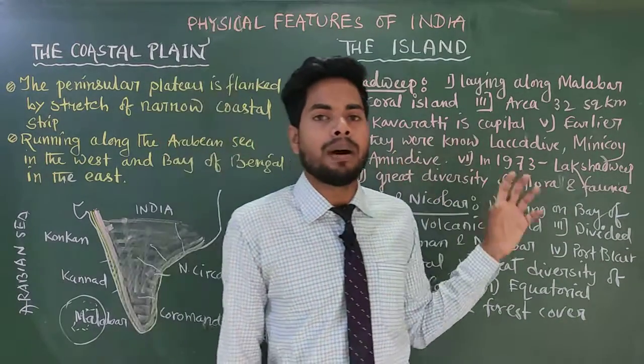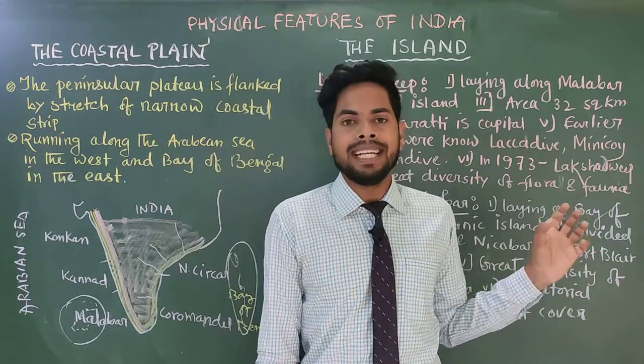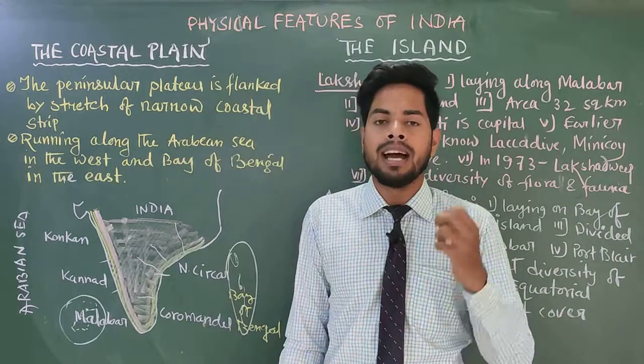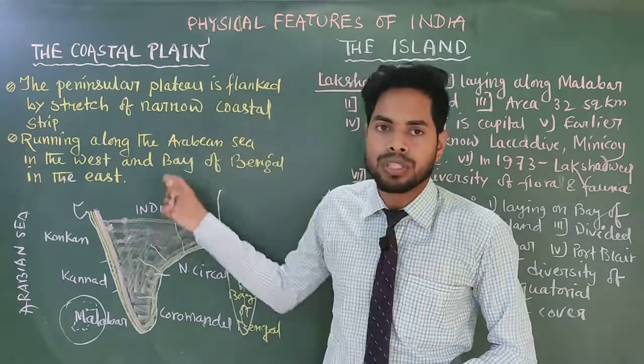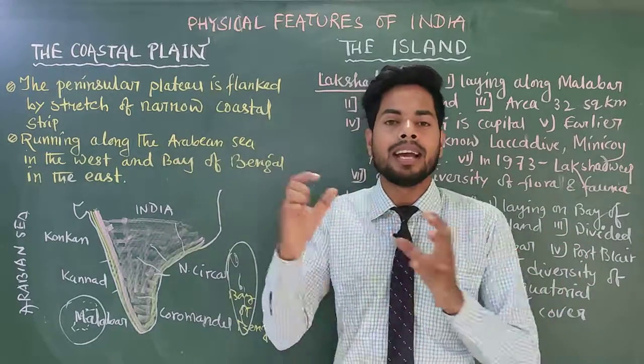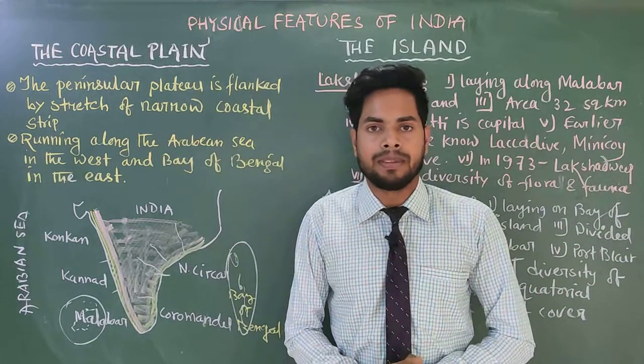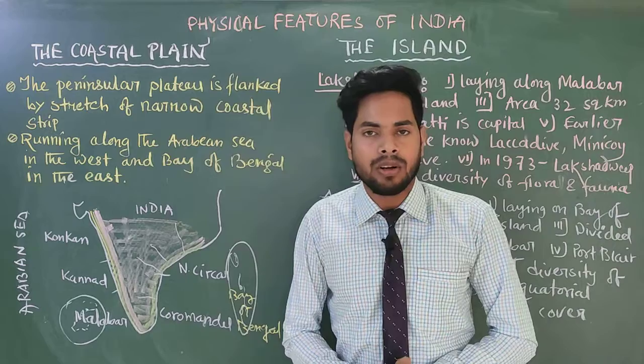So this is all about the islands of India. There are two groups of islands, the Andaman and Nicobar Islands and Lakshadweep, and we also covered the coastal plains, the western coastal plain and the eastern coastal plain. I think, dear students, all of you understand.